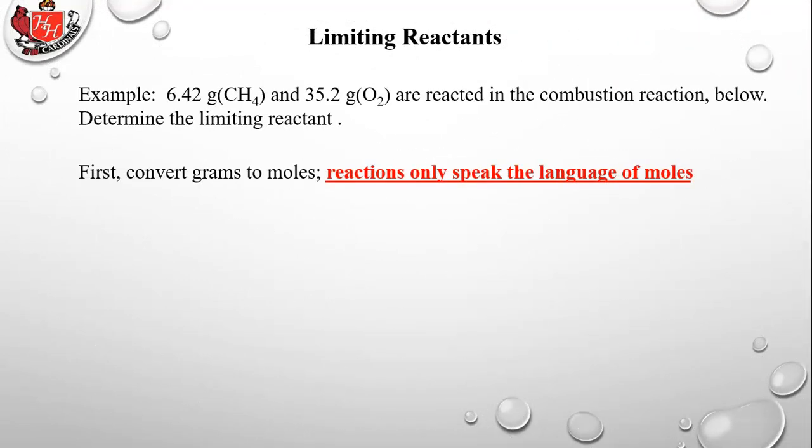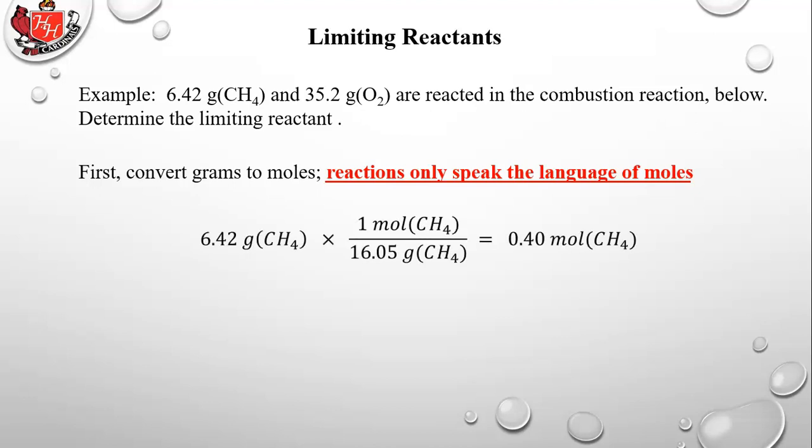So there's the problem. So first we convert grams to moles. Always, always when you're dealing with a chemical compound formula or a chemical reaction, it has to be in moles. Chemical reactions do not understand grams. So you have to convert from grams to moles using molar mass.